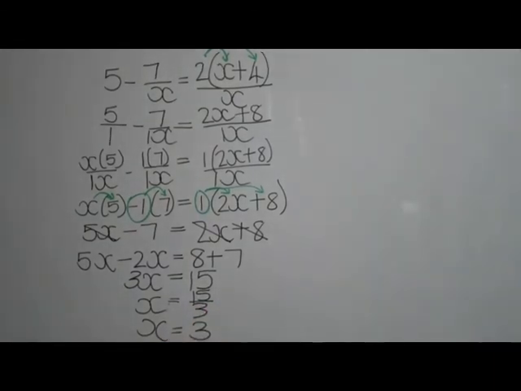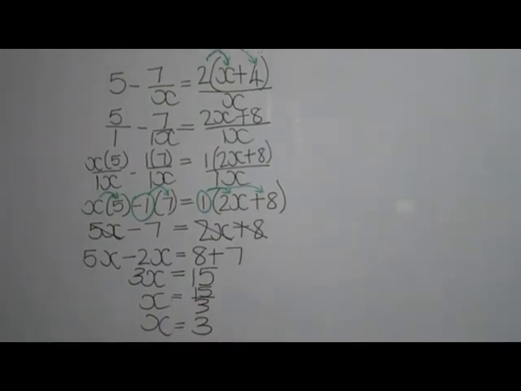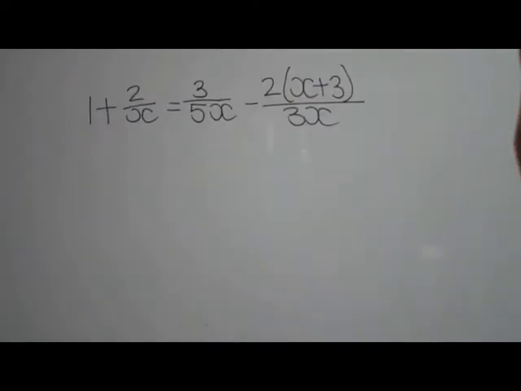X is dan gelyk aan 3. En daar het julle die hele som van begin tot einde. Kom ons kyk na nog een. Okay, kom ons kyk gaan nou nog 'n sommetjie, another example.